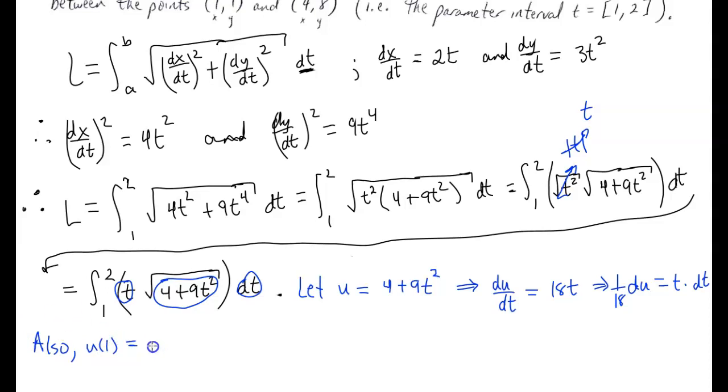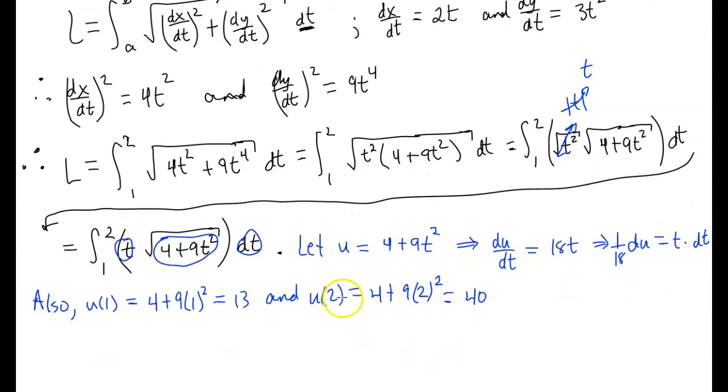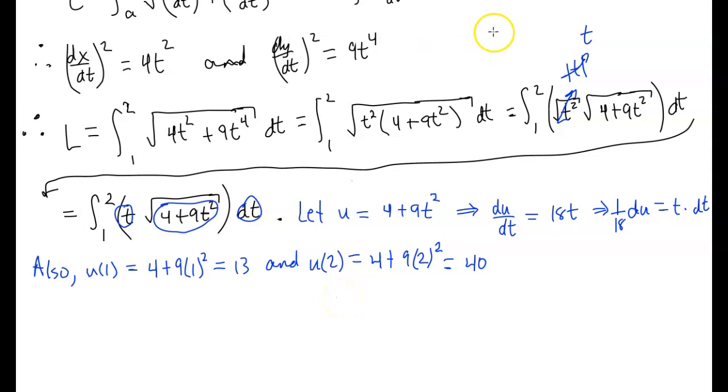u of 1 is going to be equal to 4 plus 9 times 1 squared, which is 13. And u of 2 is going to be 4 plus 9 times 2 squared. All right, and so of course 2 squared is 4. 4 times 9 is 36, and 36 plus 4 is 40. So now we have everything we need to be able to finish up here.